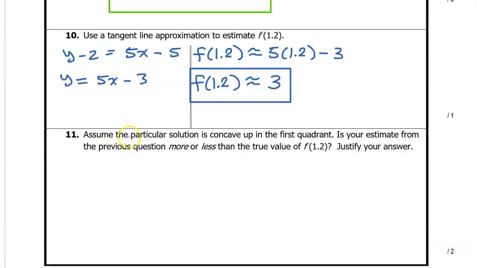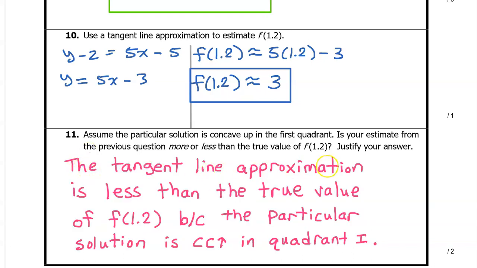Number 11. Assume the particular solution is concave up in the first quadrant. Is your estimate from the previous question more or less than the true value of f at 1.2? Justify your answer. If a function is concave up, the tangent line will always be below the curve. So any estimate will be an underestimate. The tangent line approximation is less than the true value of f at 1.2 because the particular solution is concave up in quadrant 1.